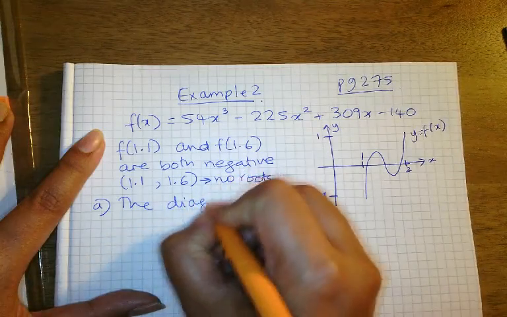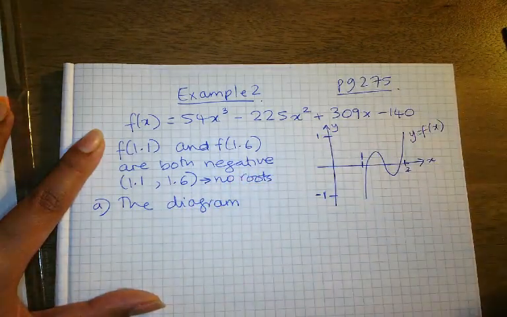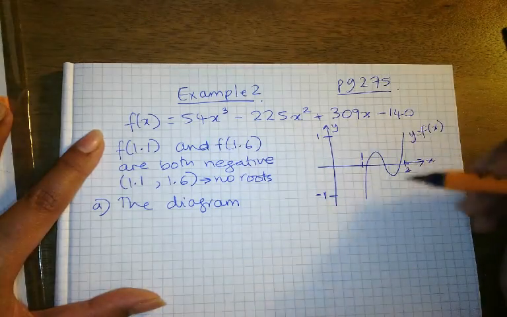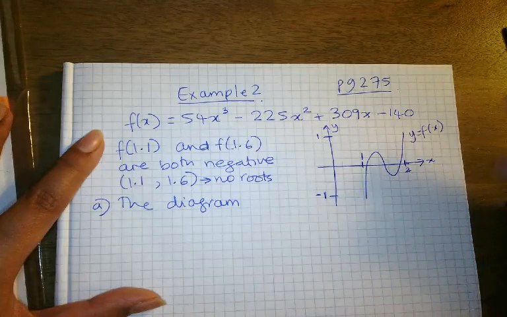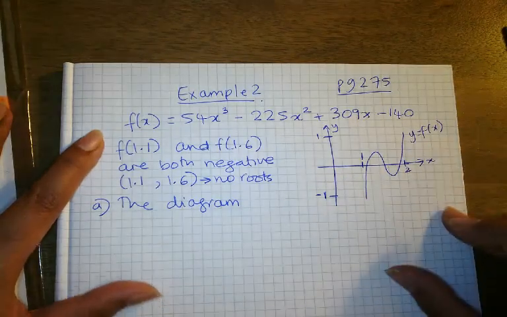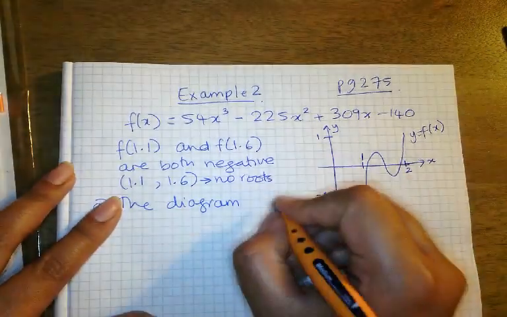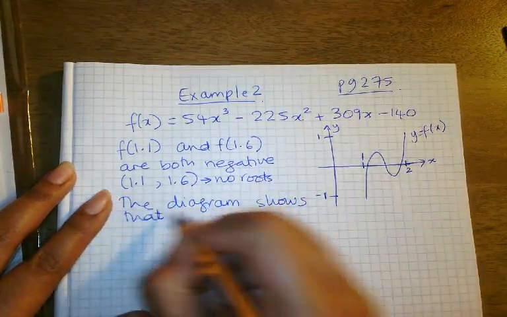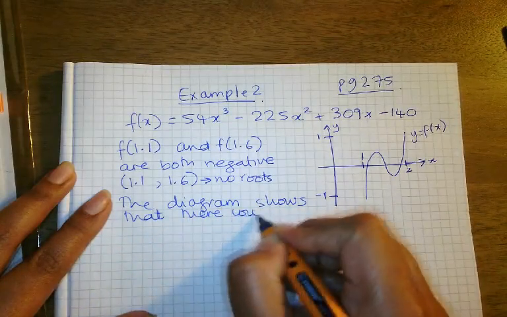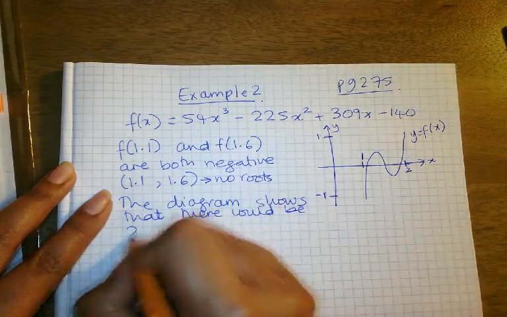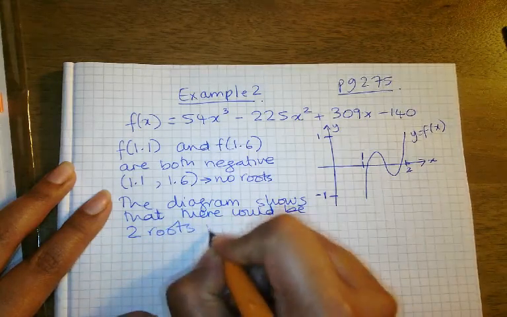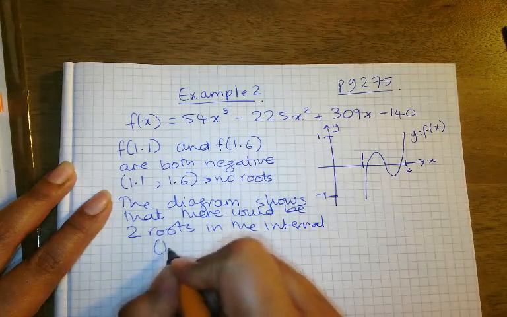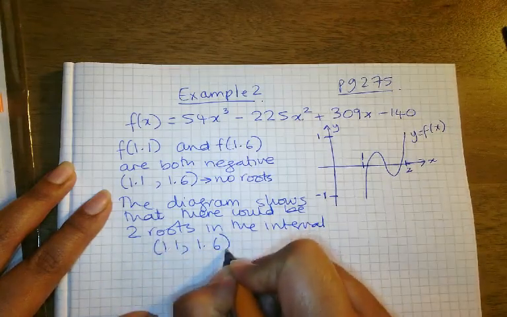Whenever it says refer to the diagram, or if a diagram is given and we can refer to it, we should. But when it says show that or calculate, then we actually have to show our working. So the diagram shows that there could be two roots in the interval 1.1 to 1.6.